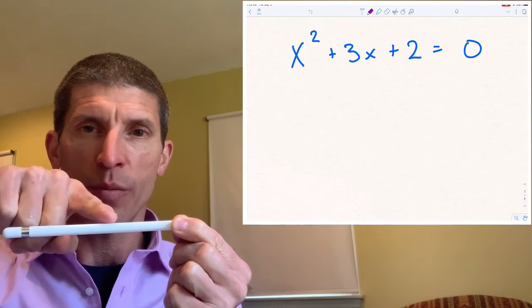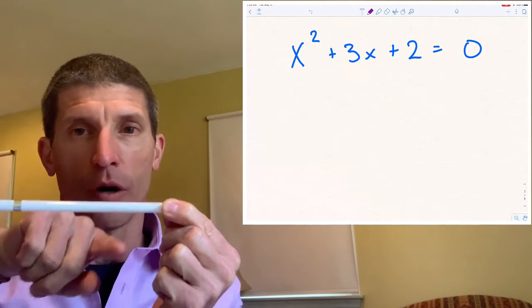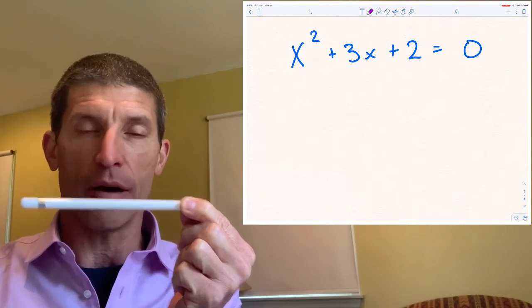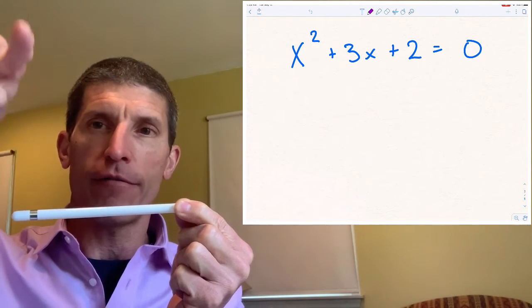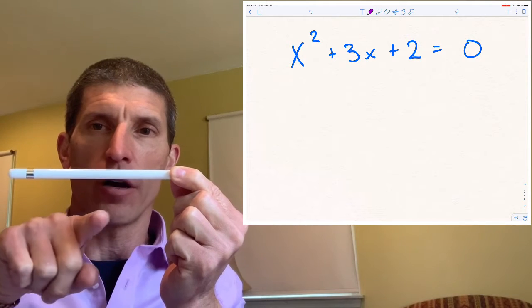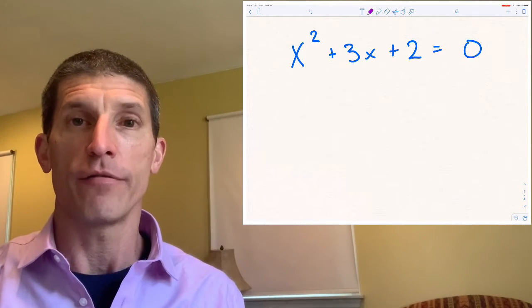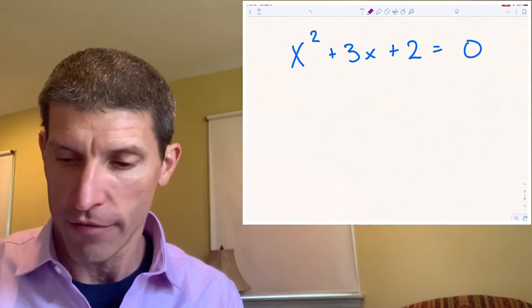If it touches the x-axis and goes back up, or for that matter, touches and goes back down, it will have 1 solution. Or if it just doesn't go down far enough, or doesn't come up far enough, then we would have no solutions. Let's find out what we have here.